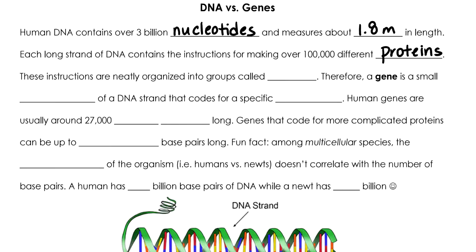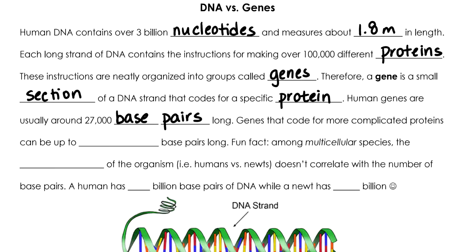These instructions are neatly organized into groups along the strand called genes. Therefore, a gene is a small section of a DNA strand that codes for a specific protein. Human genes are usually around 27,000 base pairs in length. By base pairs, I'm referring to the nitrogen bases, adenine, thymine, cytosine, and guanine. Genes that code for more complicated proteins can be up to 2 million base pairs long.